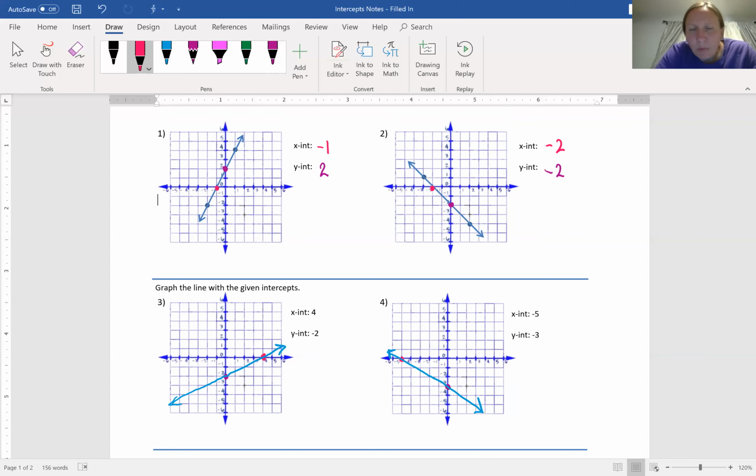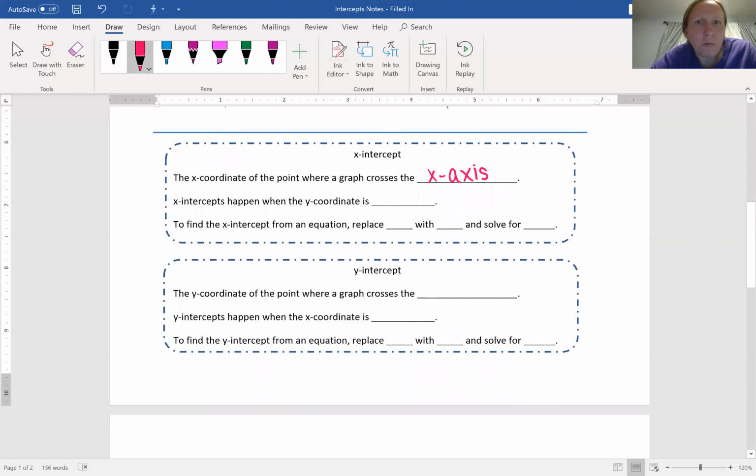Whenever you're talking about a point on the x-axis, it's because that point wasn't moved up or down at all, and its y-coordinate is 0. So that's the key to x-intercepts. x-intercepts happen when the y-coordinate is 0. So if we have an equation and we want to find the x-intercept, what we're going to do is replace the y with 0, and that's going to allow us to solve for x.